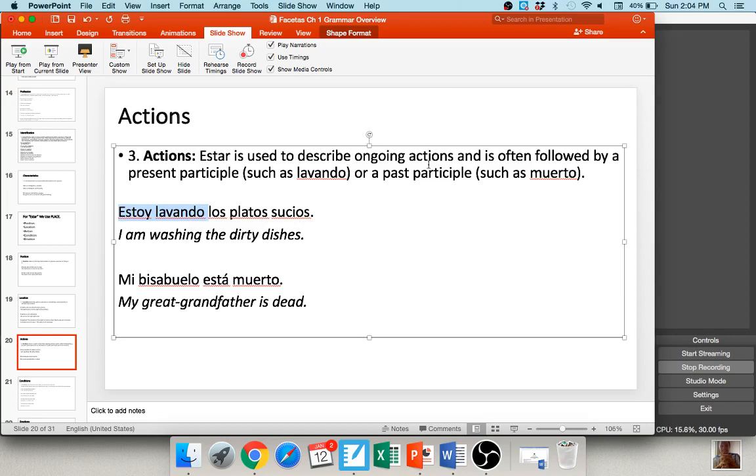It's an ongoing activity. So, estoy lavando los platos. Estoy hablando sobre español ahora. I'm talking about Spanish right now. Those are all things that are ongoing. I'm going to use estar instead of ser.